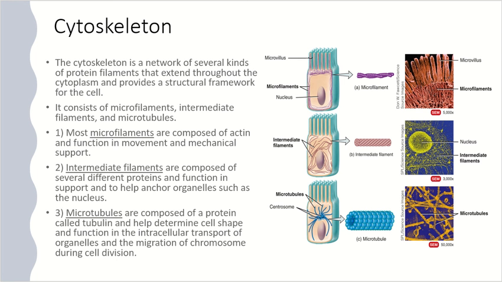We then have our intermediate filaments. These are going to be composed of several different types of proteins and are going to function in support and are going to help to anchor organelles such as the nucleus in place. And then last but not least, we have our microtubules. These are composed of proteins called tubulin, and they are going to help to determine the shape of the cell, and they also are going to function in intracellular transport of organelles, as well as in the migration of chromosomes during cell division.